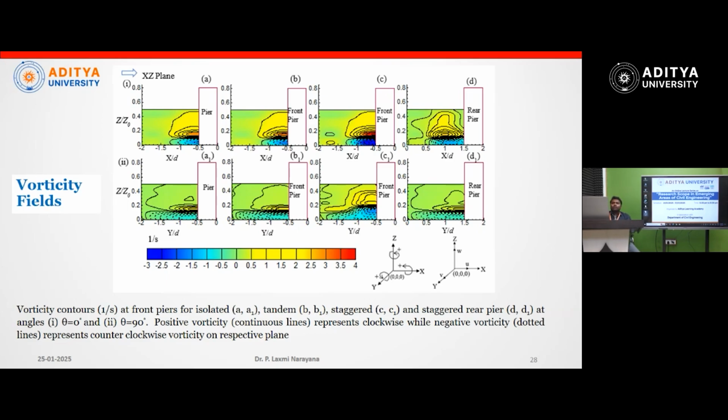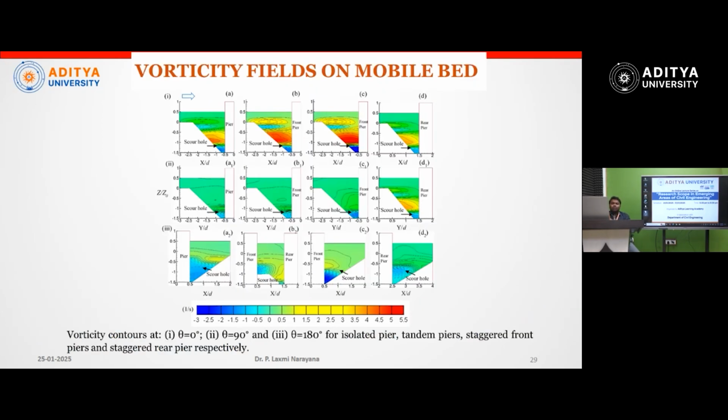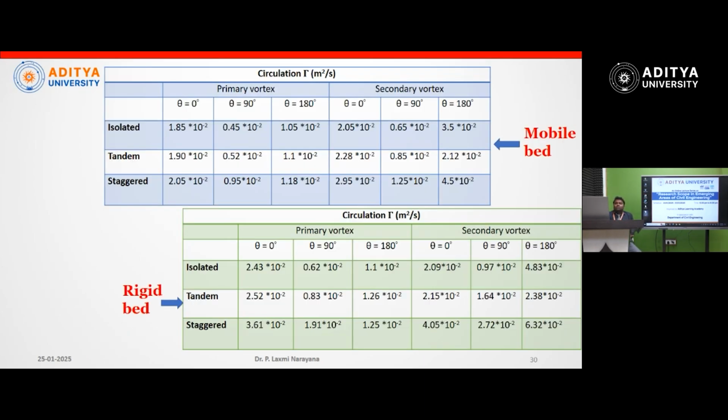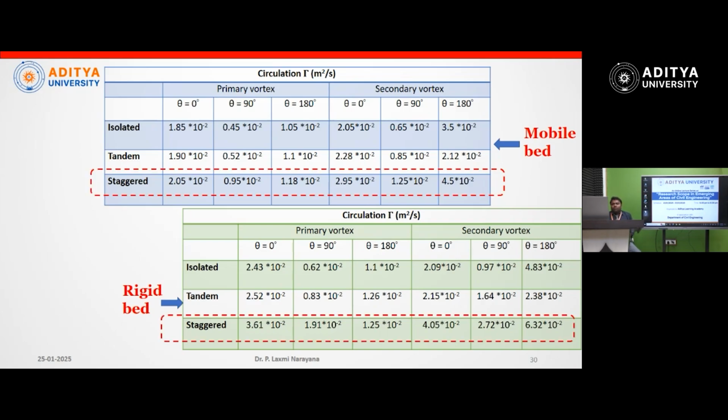So yeah, similarly in the mobile bed case, how the contours have been seen. Again, if you see the staggered front pair case, again getting maximum vorticity strength. So now these are the circulations I have computed. Of course, as I told, the quantification of the vorticity will be taken care of by the circulation only. I'm sorry.